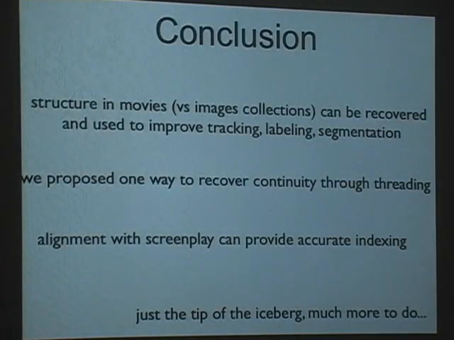All right, so in conclusion, there's a lot of structure in movies and TV series, more than in arbitrary unconstrained videos. And the structure can be recovered and used to improve tracking, labeling, and segmentation. So we propose a way to recover continuity for tracking through this threading using dynamic programming. And finally, the alignment with the screenplay is crucial for having accurate indexing. It gives a cheap way to align a lot of data. But again, you need the screenplay, and it's available for a lot of movies you can find on the internet.